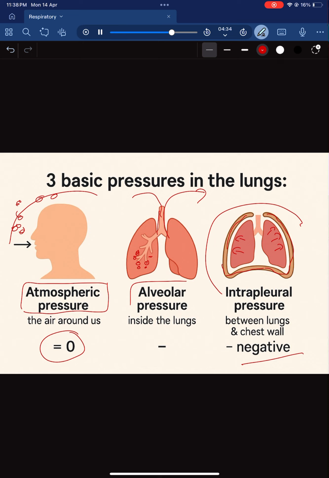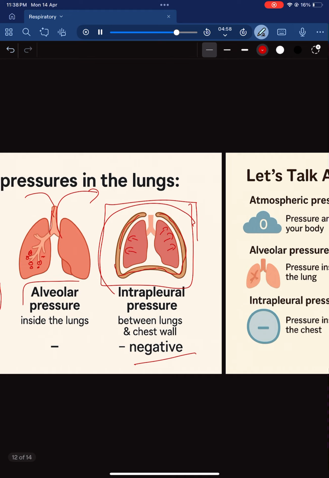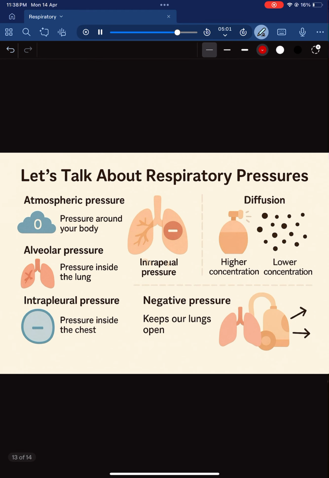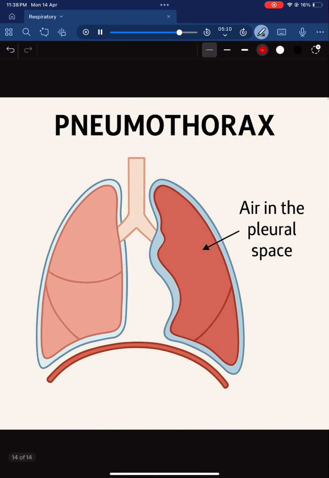Let's imagine it. Picture a balloon inside a sealed box. The balloon is your lung, the box is your chest wall. The space between them has a vacuum, negative pressure. Now, if air enters that space, the pressure is no longer negative. It becomes 0 or even positive. What happens? The balloon collapses, your lung collapses. Pneumothorax means air leaked into the pleural space, the space that's supposed to be a vacuum. That vacuum is gone, the pressure is no longer negative, and the lung collapses.